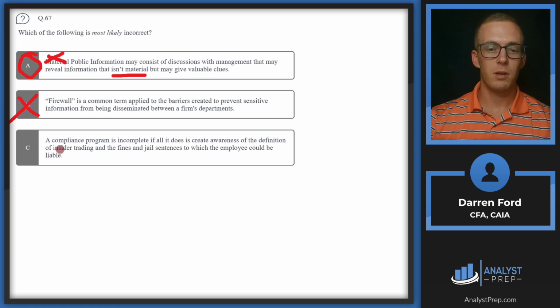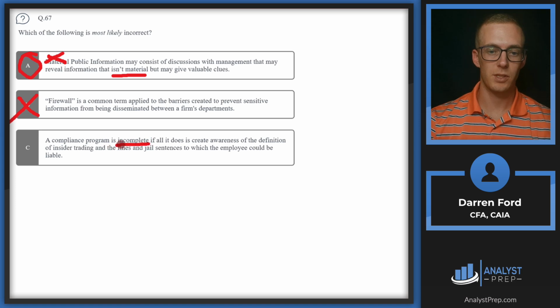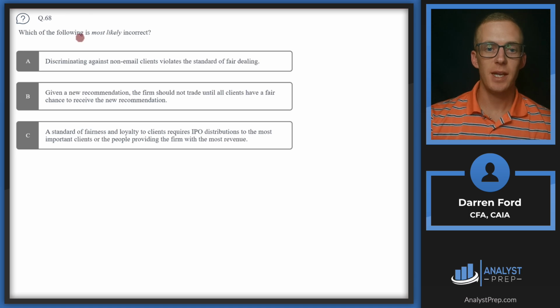C, a compliance program is incomplete if all it does is create awareness of the definition of insider trading and the fines and jail sentences to which the employee could be liable. This is correct. It's certainly incomplete if this is all it does. Compliance firms should provide some guidance and rules for the employees to follow so that they're ensuring that they're acting in line with the firm's policies and the law. So we'll go with A. Question 68. Which of the following is most likely incorrect?